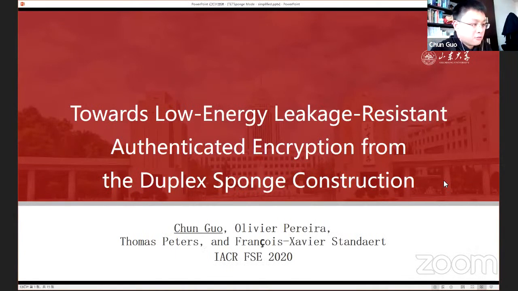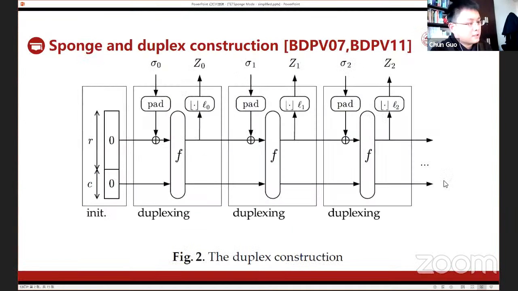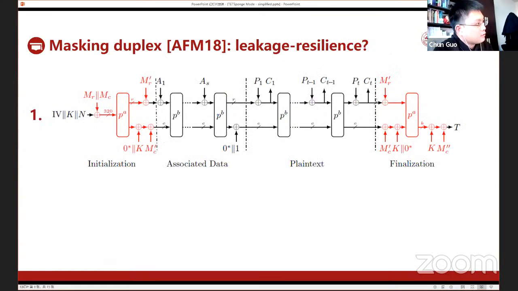So this talk is about duplex, the duplex based on the sponge construction. They use the keyless crypto communication F. The duplex could be used to build AEADs. So for example, this is ASCON, one of the CAESAR final winners. Now, from the practice of masking duplex to defend against side channel attacks, there is a question. Does the duplex construction offer some sort of leakage resilience?